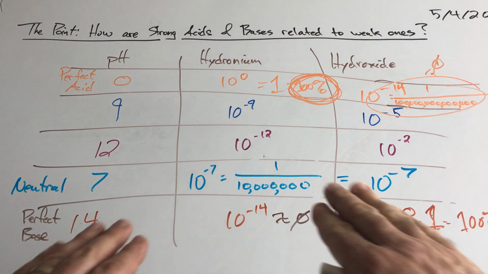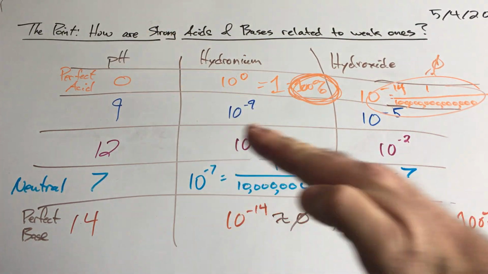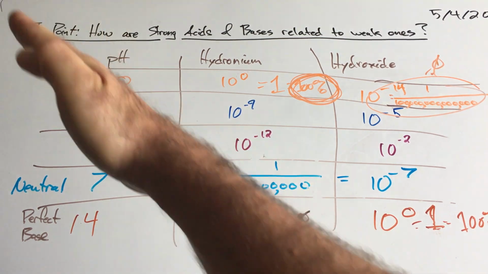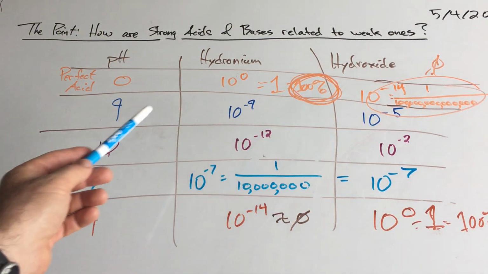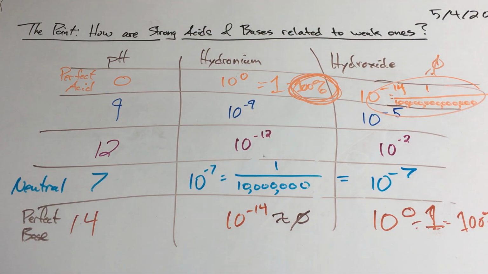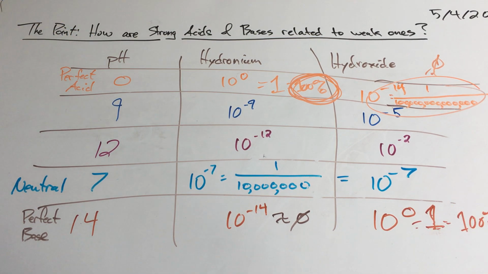So again, this graph is not this kind of a graph. It doesn't go this way. It's an exponential graph. These numbers are exponential. So things are going to get real big and real small only at the ends. And that's how that works.